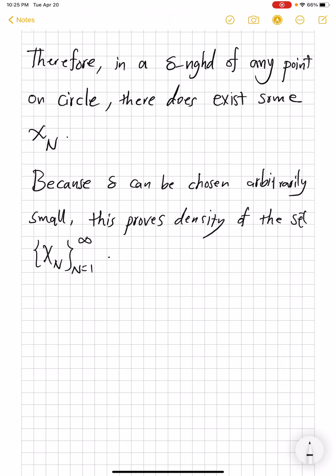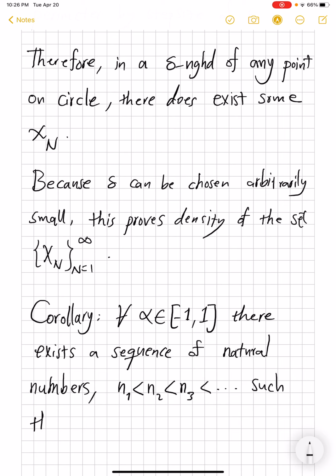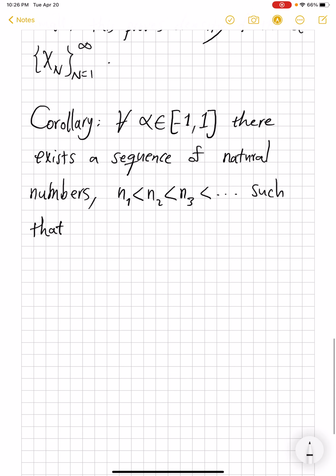Now we can prove a lot of corollaries from this. So for instance, for every alpha between -1 and 1, there exists a sequence of natural numbers, say n1, n2, n3, such that the limit of sine of nk, as k goes to infinity, is that alpha.